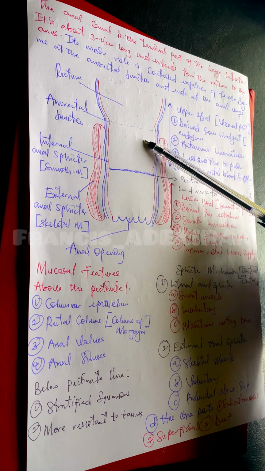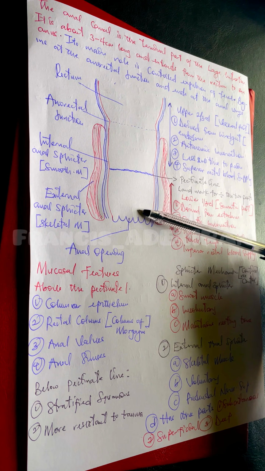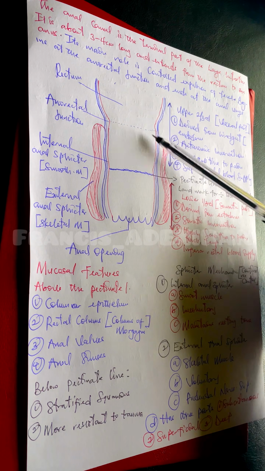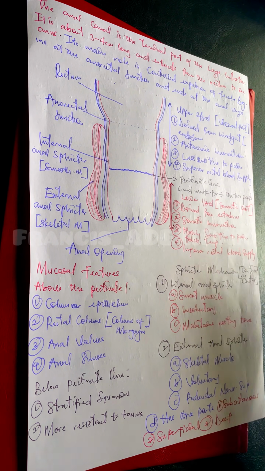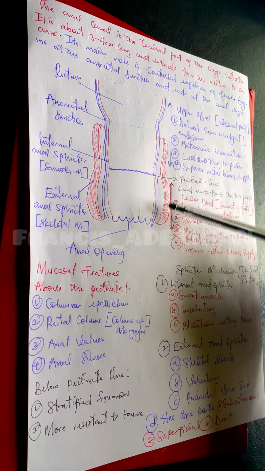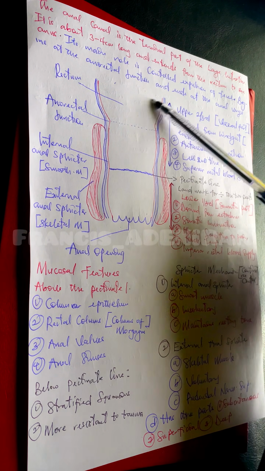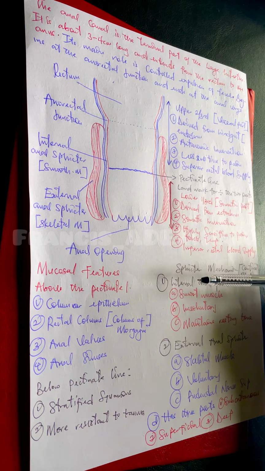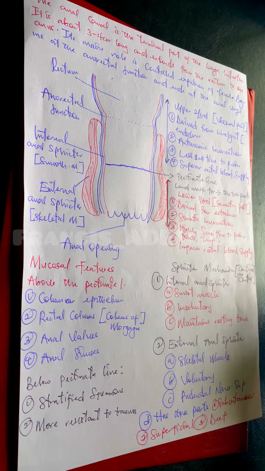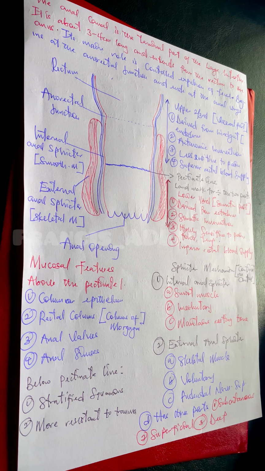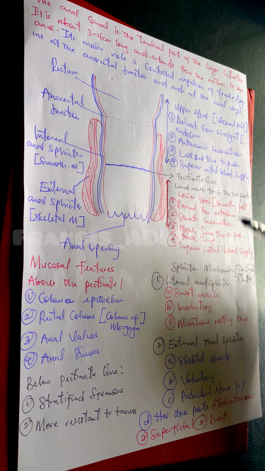So the pectinate line divides the anal canal into a superior part and an inferior part. The superior part is the visceral part, while the lower part is the somatic part. This part is less sensitive to pain, while this part is very sensitive to pain, temperature, and all that. Here is derived from the endoderm, and here is derived from the ectoderm. The blood supply to the upper part is the superior rectal artery, while the blood supply to the lower part is the inferior rectal artery. Having discussed that, let's go to the mucosal features.